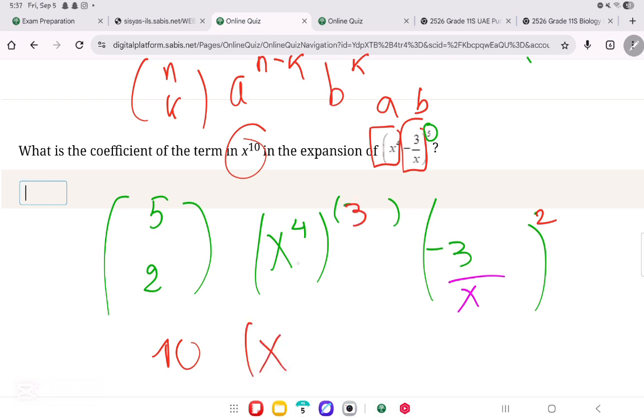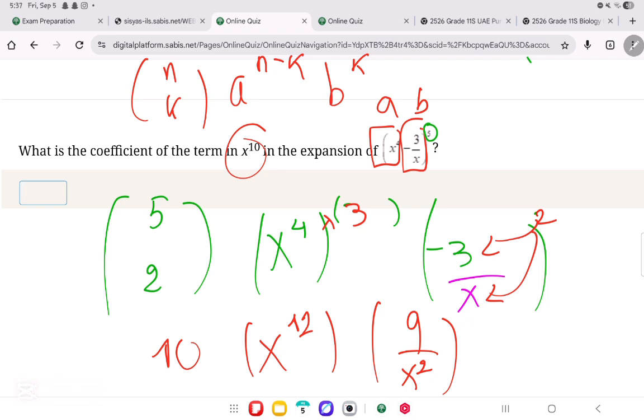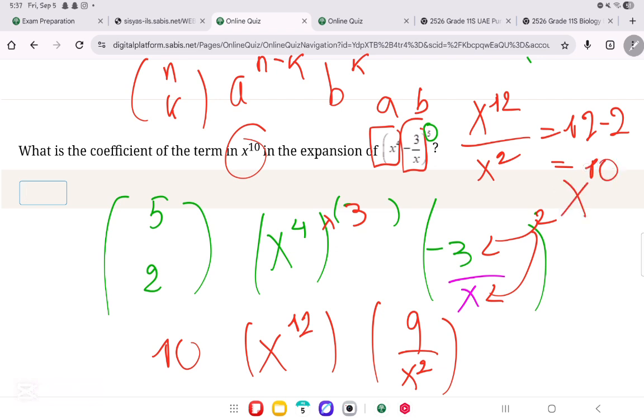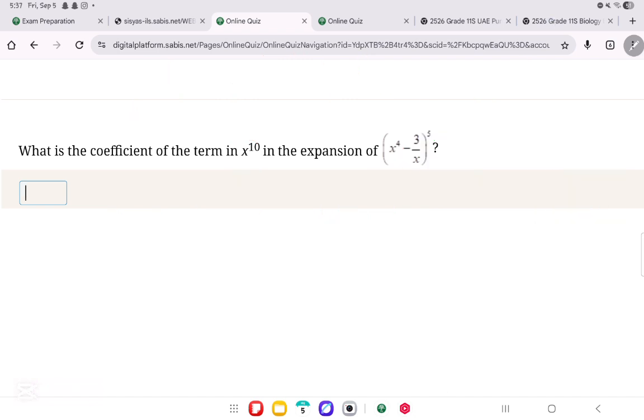x to the power of 4, all of it to the power of 3, is x to the power of 12, because you multiply the exponents. And then here you will square up and down, so you will get 9 over x squared. Now, x to the power of 12 divided by x to the power of 2 is the same as doing 12 minus 2. So you get 10, but don't forget to put x. So now it's x to the power of 10. And as we're looking for x to the power of 10, this will go away, and this will become x to the power of 10. Now, you just need to multiply everything, and you will get 90 x to the power of 10.